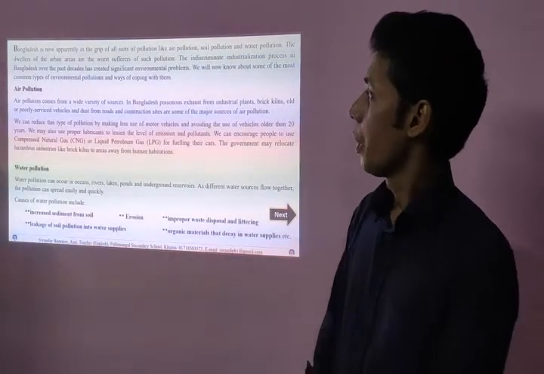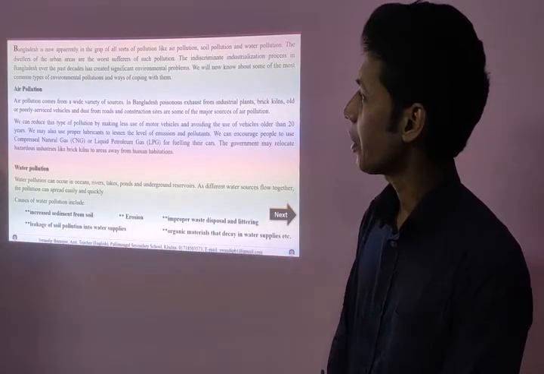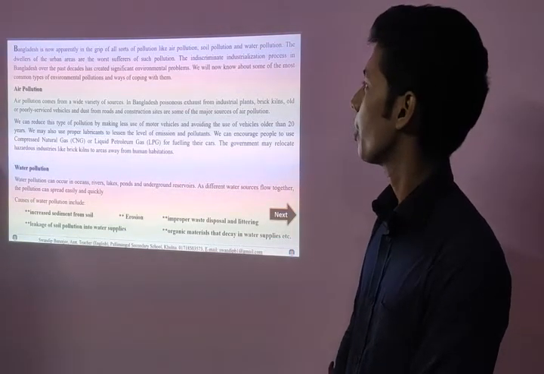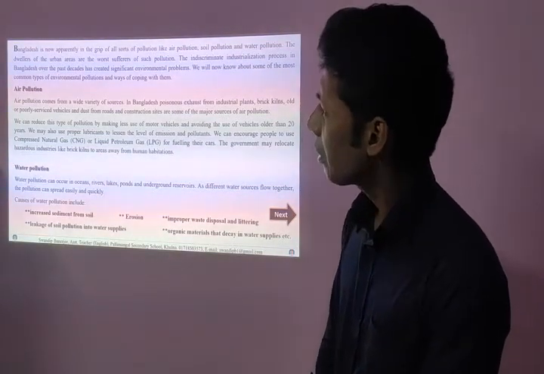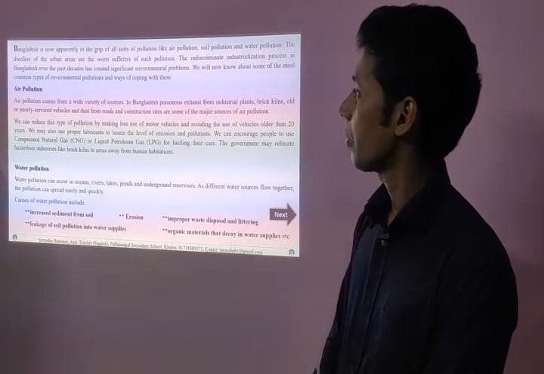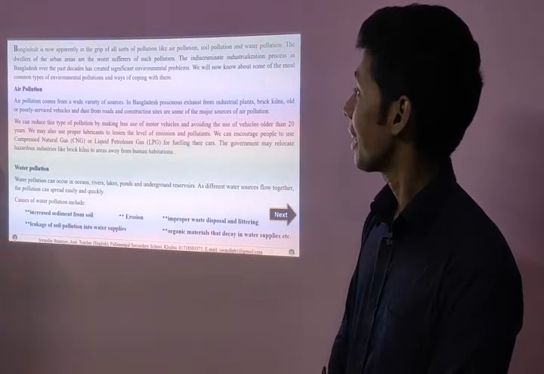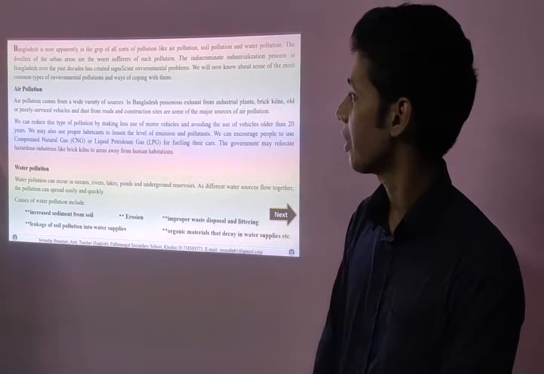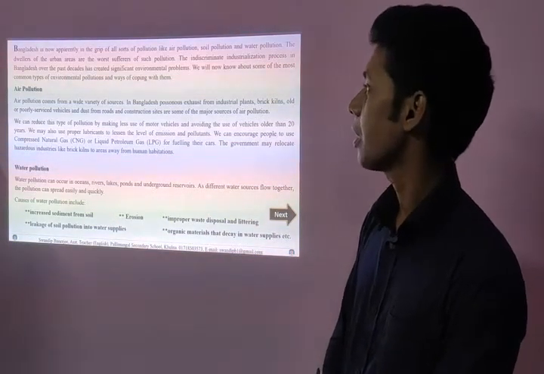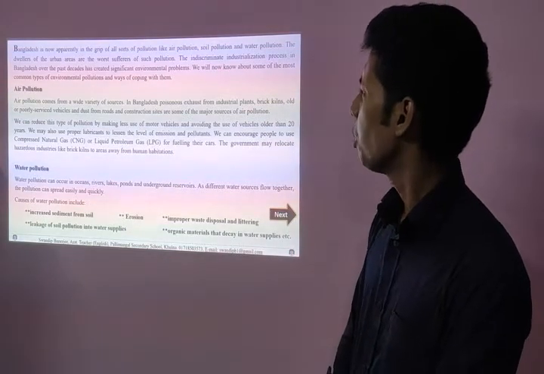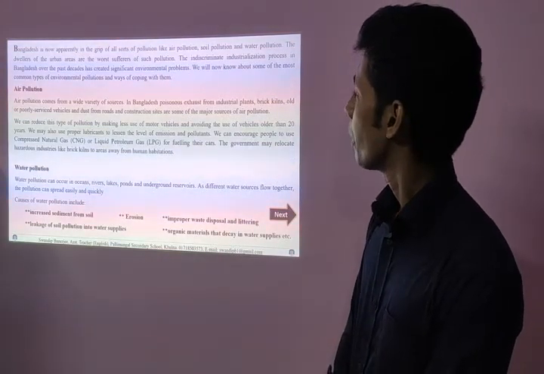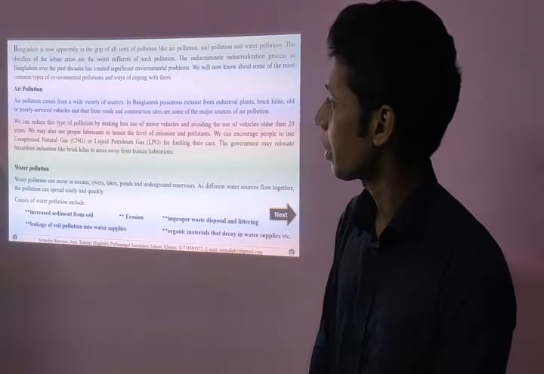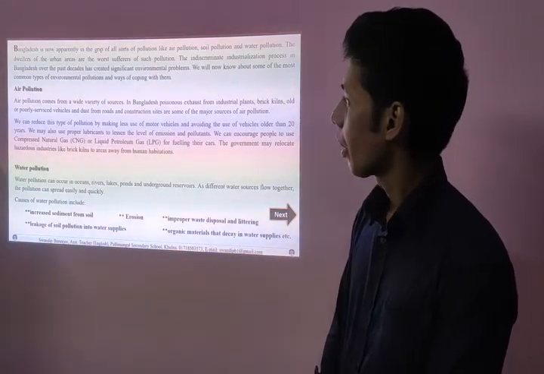Bangladesh is now apparently in the grip of all sorts of pollution like air pollution, soil pollution, and water pollution. The dwellers of the urban areas are the worst sufferers of such pollution. The indiscriminate industrialization process in Bangladesh over the past decades has created significant environmental problems. We will now know about some of the most common types of environmental pollutions and ways of coping with them.